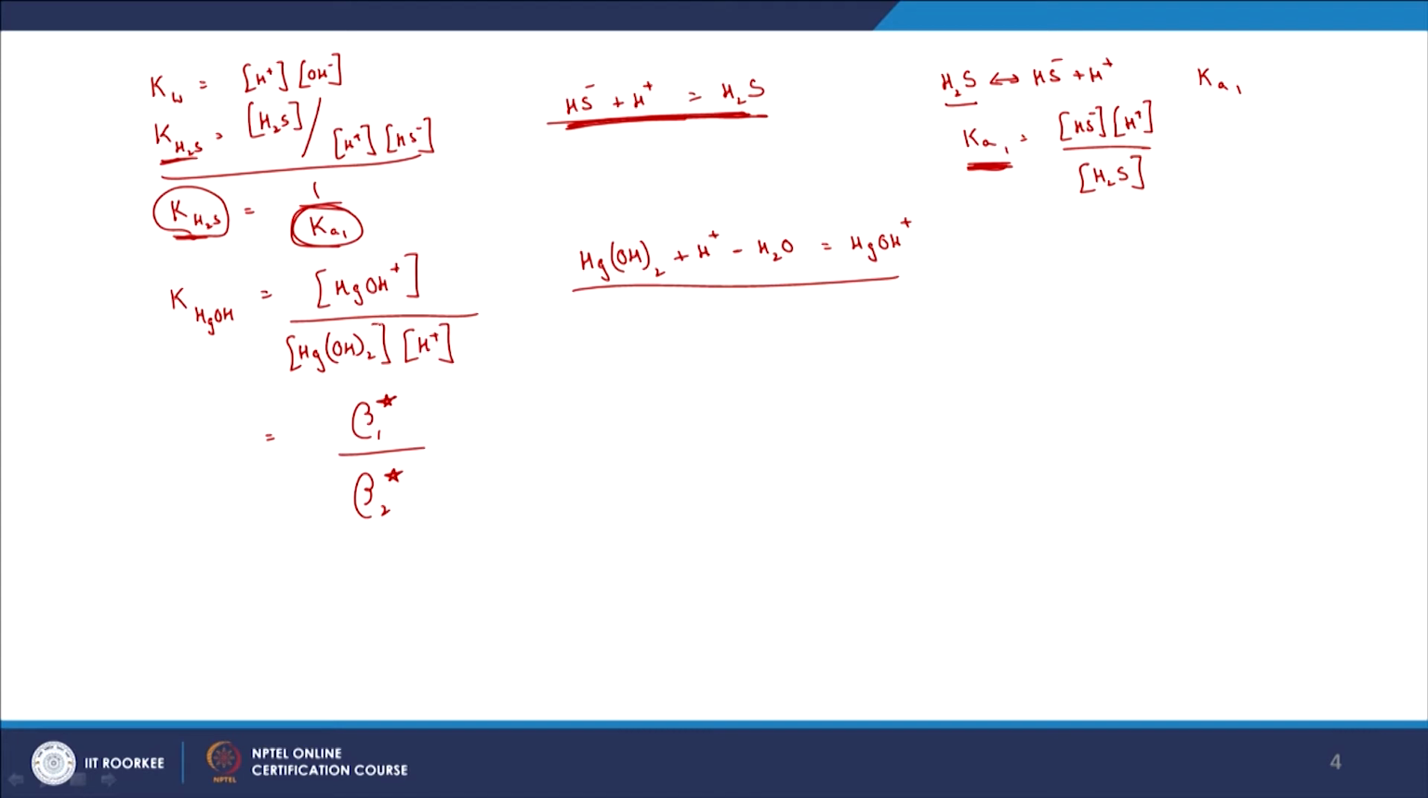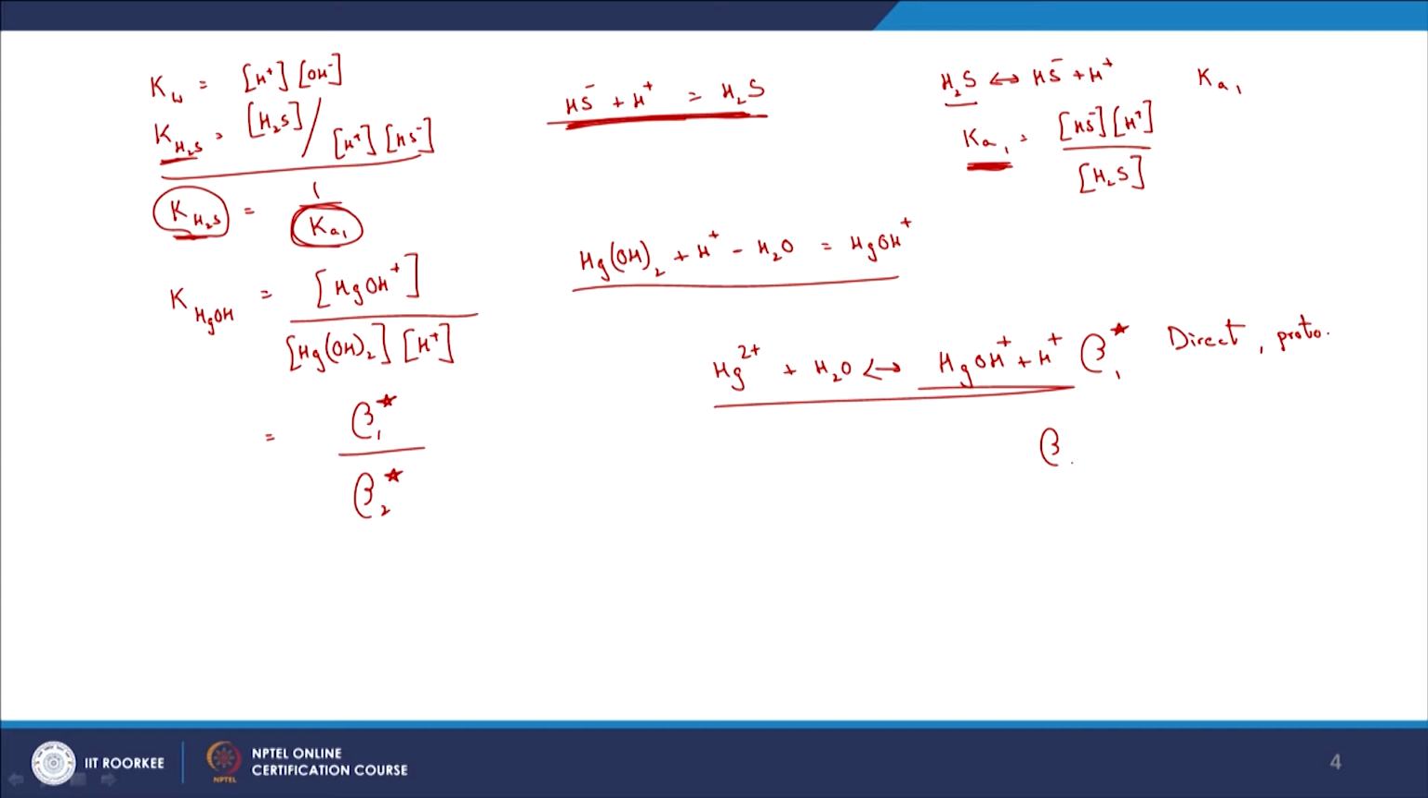How do we know a complex can be formed by direct addition? Let us see, HgOH plus. So direct addition again, and if it is beta star, what is it going to be now? I want to express it in terms of beta 1 star. It is going to be direct, but with the protonated form of the ligand, right? So that is going to be Hg2 plus plus H2O, and I need to release an H plus, right? And hopefully it is balanced now, right? So now we see that this is for beta 1 star.